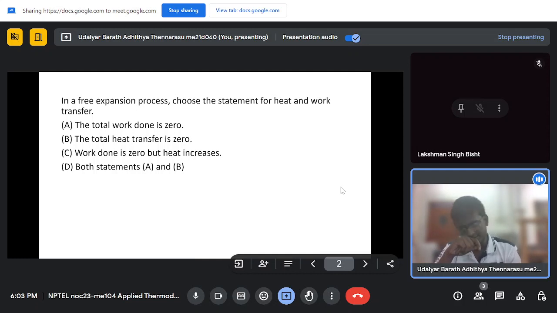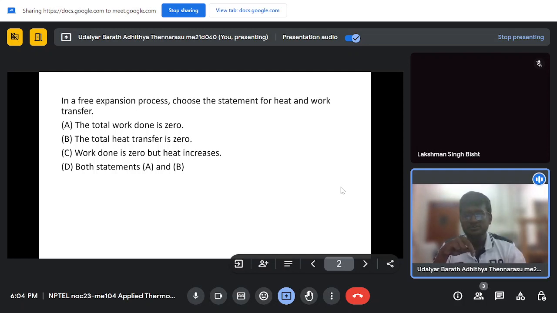So the first question is, we have a free expansion process. We have been given options and asked to choose the correct statement. What will happen to heat and work transfer during a free expansion process? You can make this an interactive session. You can type it in the chat box and verify whether your answers are correct or not. It will help you in the process. If you have any doubts, you can come back and ask me.